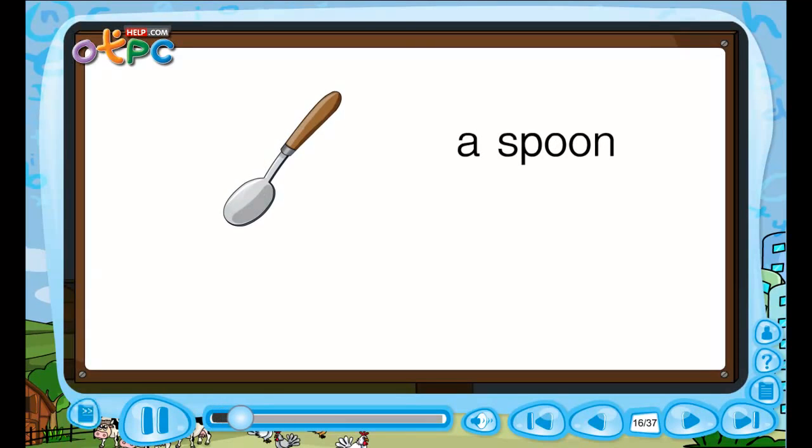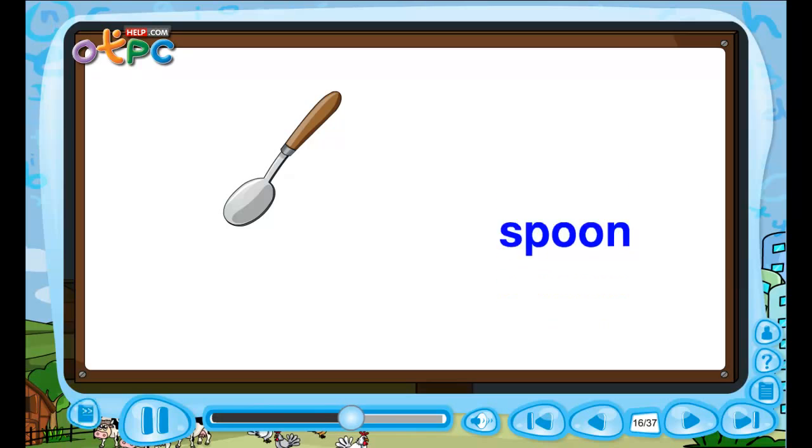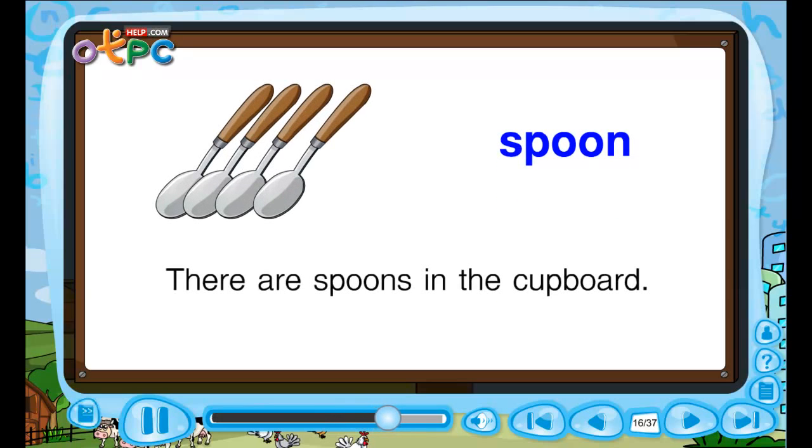A spoon. S-P-O-O-N, spoon. There are spoons in the cupboard.